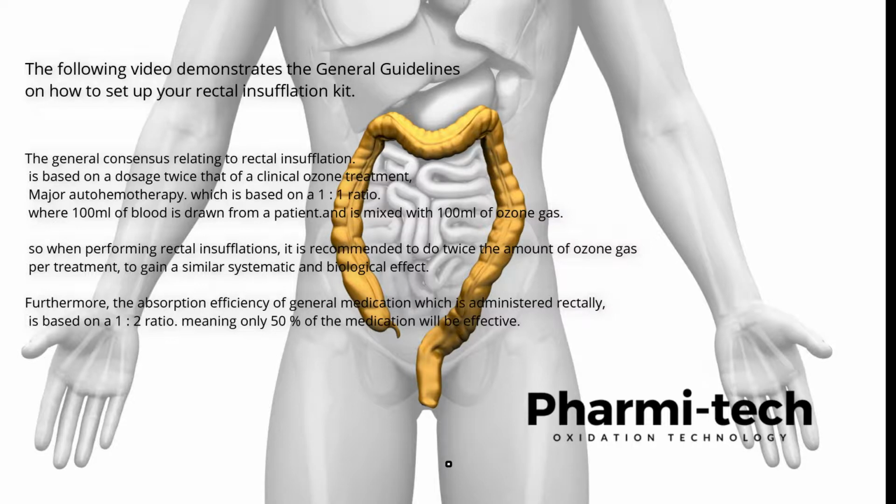So when performing rectal insufflations, it is recommended to do twice the amount of ozone gas per treatment to gain a similar systemic dosage. Furthermore, the absorption efficiency of general medication which is administered rectally is based on a 1:2 ratio, meaning only 50% of the medication will be effective.